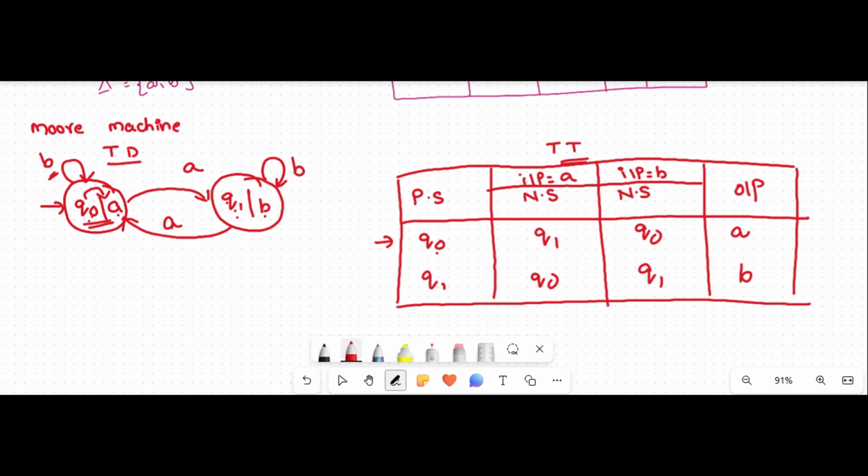Hope you understand, students. So only one difference between Mealy and Moore. In the Mealy machine, the output is depending on both the present state and the input symbol, generating the output alphabet. The output function is depending on that. In the Moore machine, the output is depending on only the present state. That's all. Hope you understand, students. Mealy machine and Moore machine: mathematical representation, transition table and transition diagram.